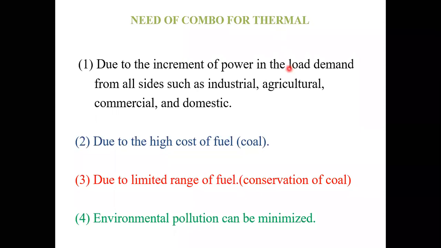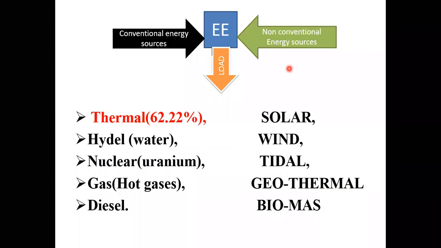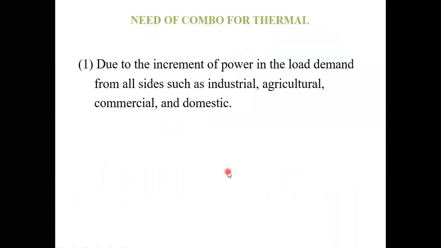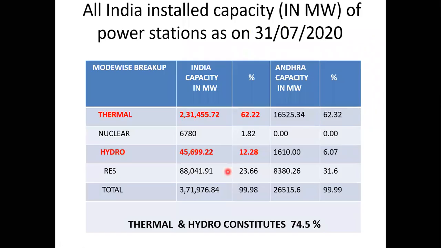Now the point is what source we need to take. For example, when you consider this slide, along with the thermal, so many sources are there. Hydro is there, nuclear is there, gas, diesel is there. Similarly, from the RES, we have almost 5 sources: solar, wind, tidal, geothermal, and biomass. So along with the thermal, what source do we need to take? Whether we need to take hydro or one more source from the RES. That we can understand from this slide.